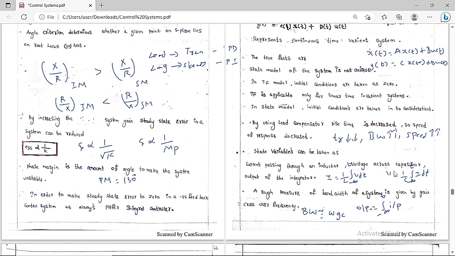So we can say a rough measure, or rough approximation, of the bandwidth of a system is given by the gain crossover frequency. Gain crossover frequency is the frequency at which the magnitude of the open loop transfer function is equal to 1. So the bandwidth is roughly approximated by the gain crossover frequency. With the help of this, we can get the bandwidth of the corresponding system. It is a rough measurement, but not the exact one. So this point you always have to keep in your mind.